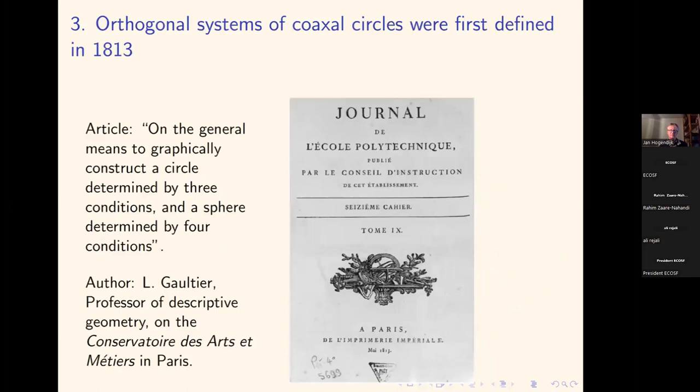So this concept was first defined in 1813 in an article which was called On the General Means to Graphically Construct a Circle Determined by Three Conditions and the Sphere Determined by Four Conditions. The author was called Gautier. He was professor of descriptive geometry in Paris, in France. The article was in French. And from the title, you already see that this has nothing to do with the astrolabe.